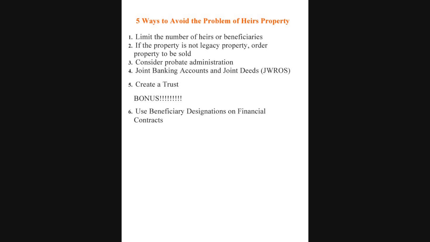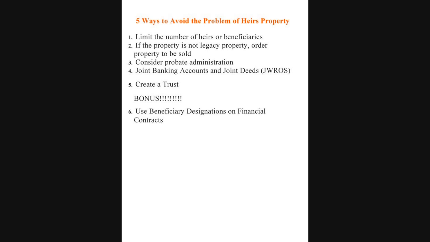You just don't own it by yourself. And then joint deeds are deeds again with rights of survivorship, such that if one person dies, the ownership interests merge in the surviving owners. So that avoids probate.